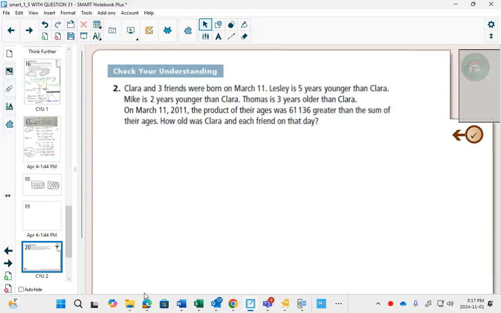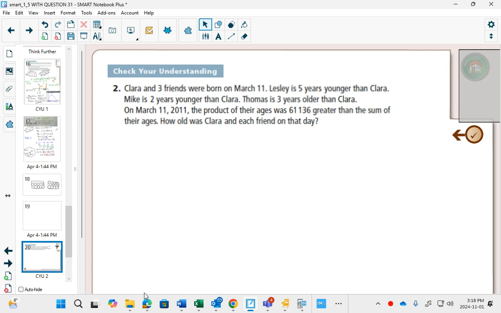Claire and 3 friends were born on March 11th. How convenient. Leslie is 5 years younger than Claire. Mike is 2 years younger than Claire. Thomas is 3 years older than Claire. Do you want to know how old Claire is? Ask her. She'll probably tell you.